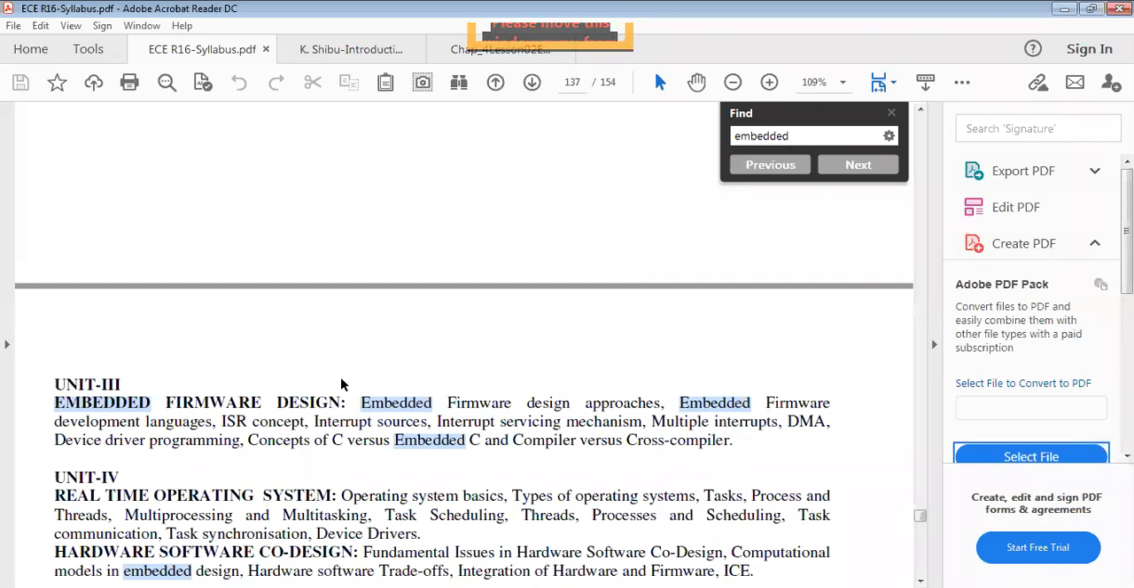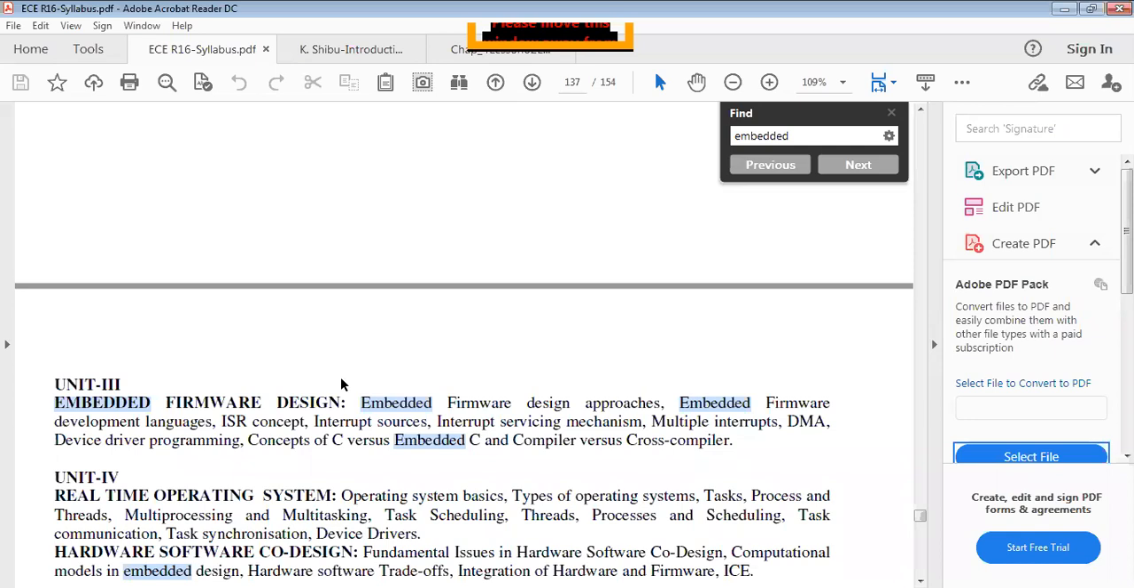What are the two possible firmware design approaches? First one is... can you tell me, anybody? What are the firmware design approaches we discussed so far? There are two types of firmware design approaches.